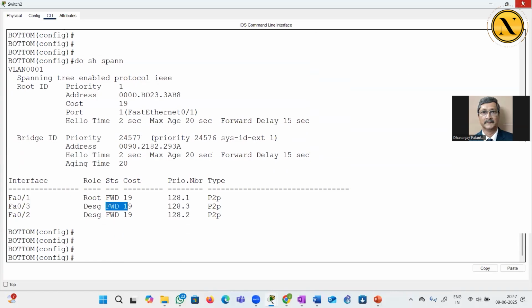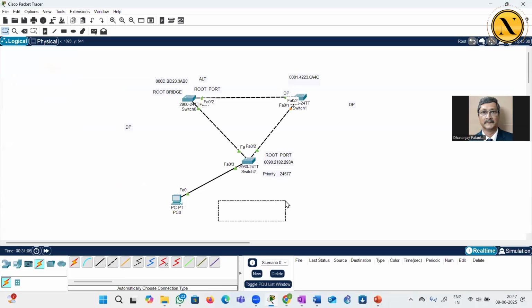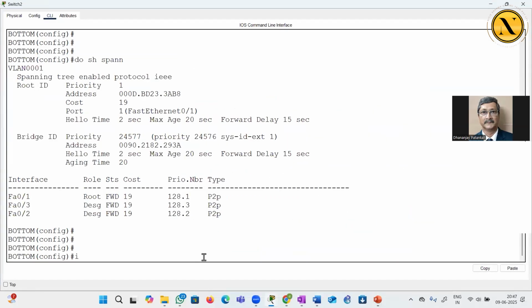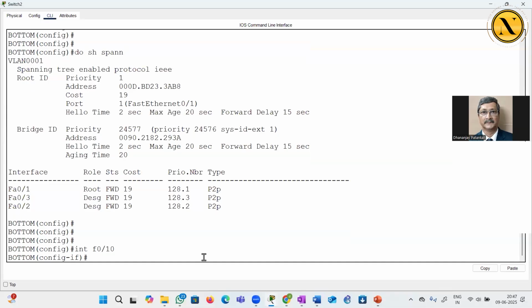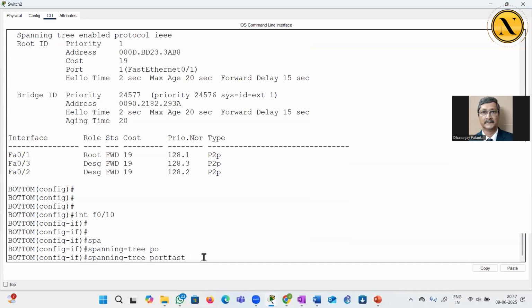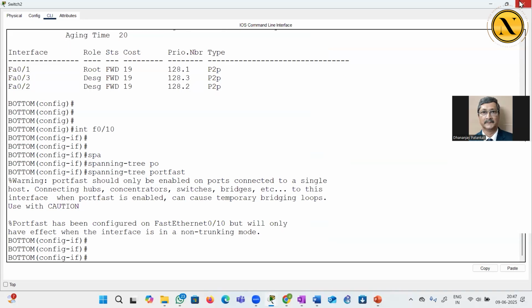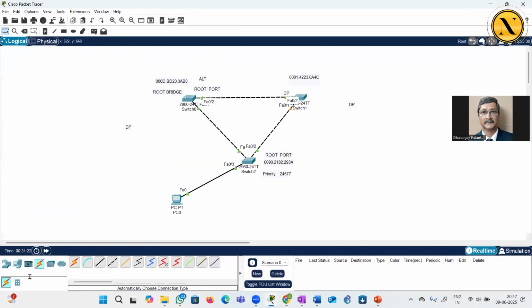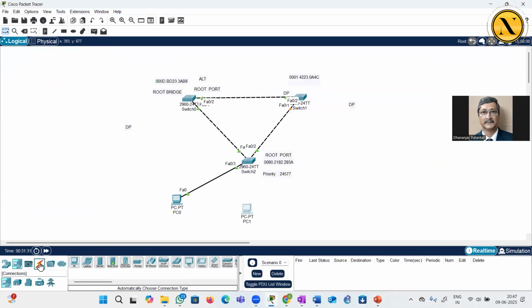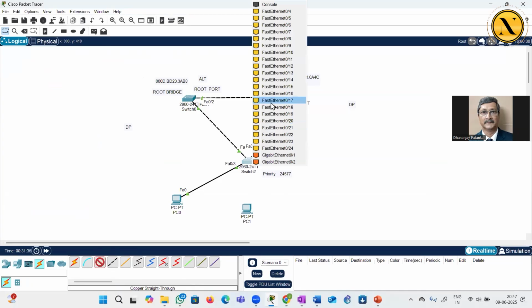That is, but now if I go under one port, let's say under the 10th port, and give a command: interface F0/10, spanning-tree portfast. So if I now connect a PC on the 10th port, I will take a cable, not auto, a straight-through cable. So I can select the 10th port. Got it?